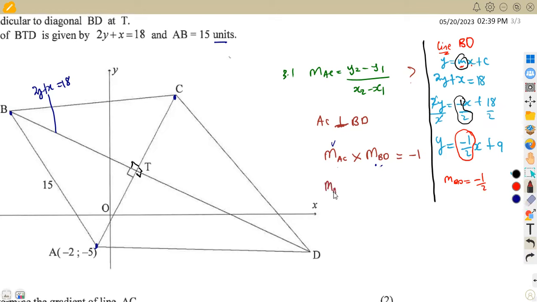That's the gradient of AC times the gradient of BD, which is minus a half. So that's minus a half is equal to -1. In order for us to have the gradient of AC, we can simply divide by -half both sides, so this can cancel. We remain with the gradient of AC. So that is -1 divided by -2, which is going to give us a +2. So the gradient of line AC is +2 in this case.